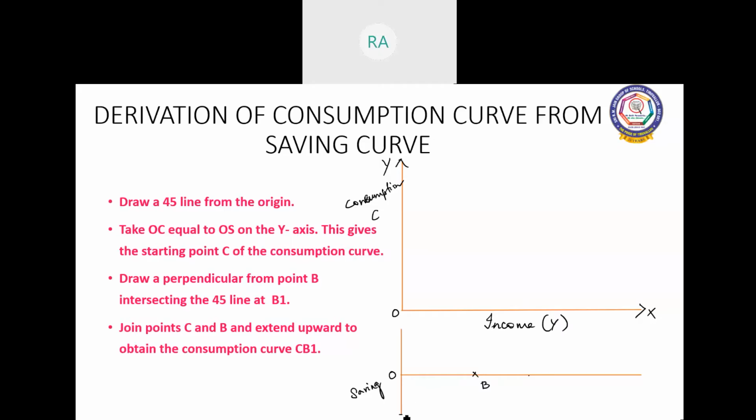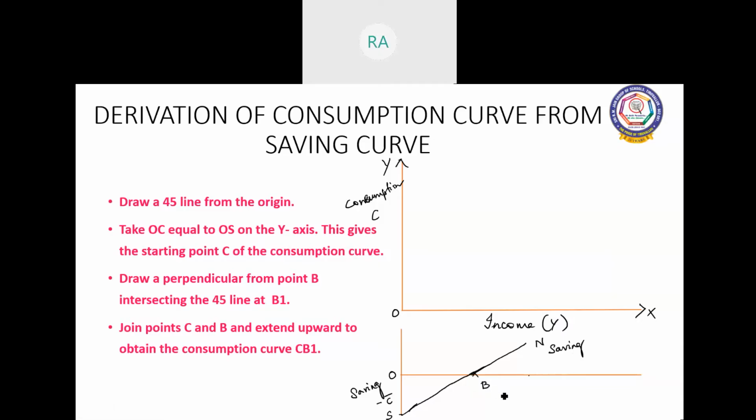So let us join these 2 points, that is OS. OS is the negative saving. And let us now join SB. SB, and when we extend this, we can mark this as SBN. This is the savings curve.